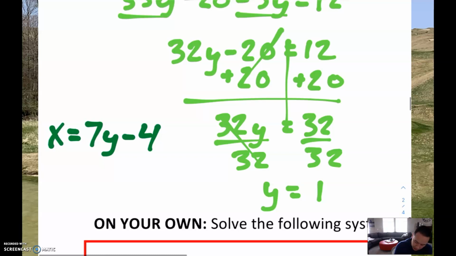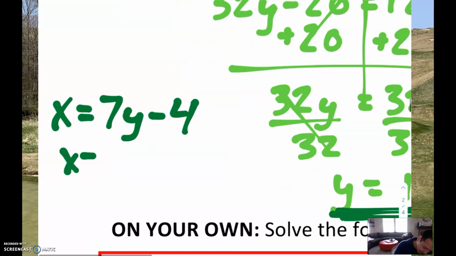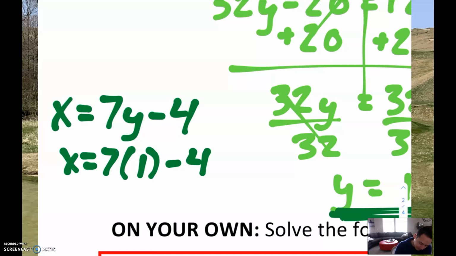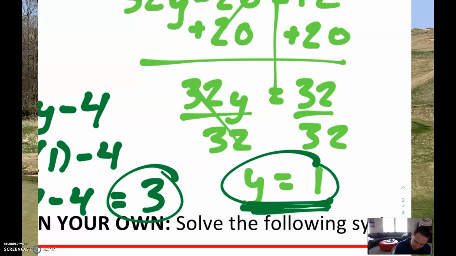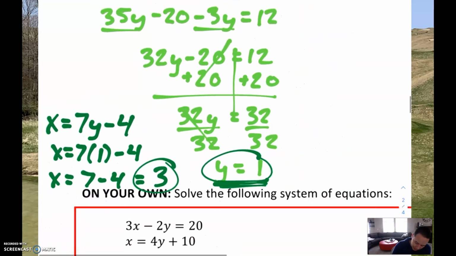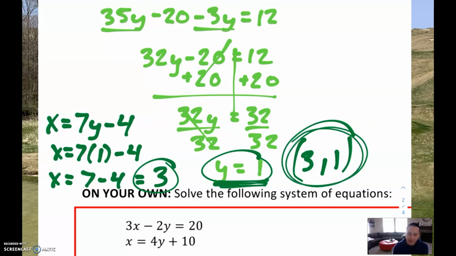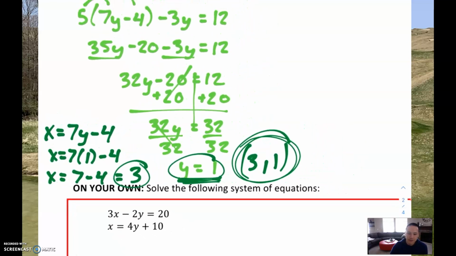And what we just solved was that y is equal to 1. So I can replace this y with a 1. So x equals 7 times 1 minus 4. And x equals 7 minus 4, which equals 3. So that's your x value. This is your y value. And you can write it as a coordinate. X is 3, y is 1, and there is your final solution.